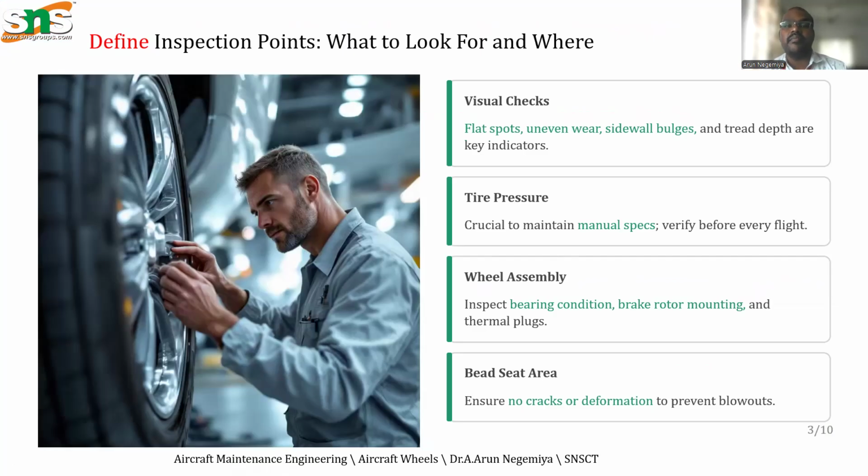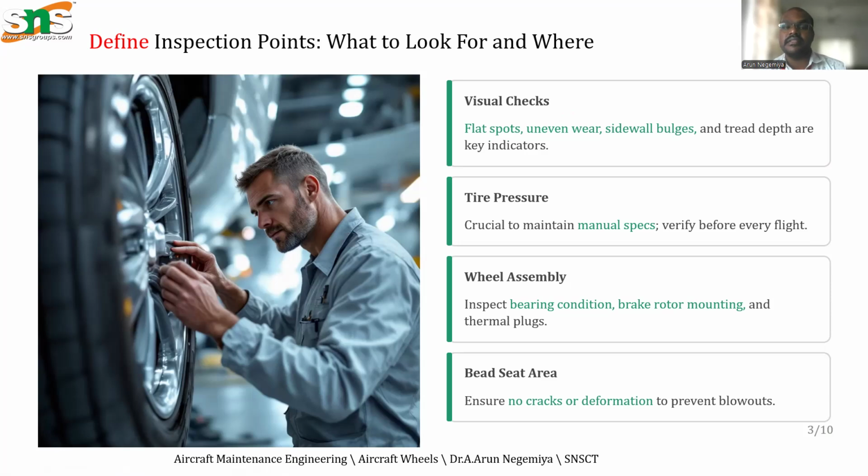The next one is the define part. In the define part, we will check each and every part of the aircraft wheels and tires. The first one is a visual check. In the visual check, we look for flat spots, uneven wear, and bulges. These are the indications we check for in the tire.